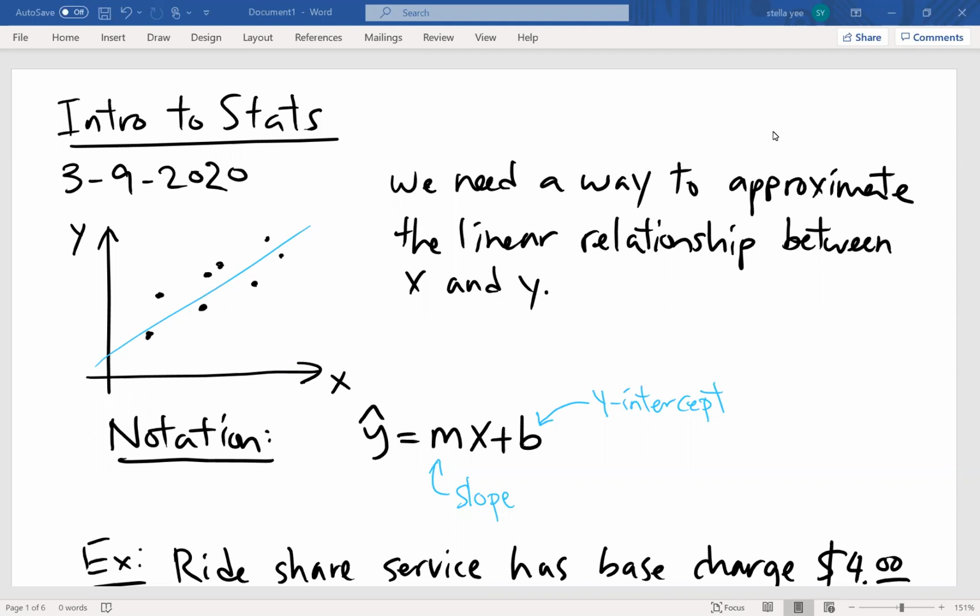Hello, class. This is going to be the Intro to Stats lecture for March 9th. Today, we'll go through sections 9.2 and 9.3 from the textbook. 9.2 is about linear regression.